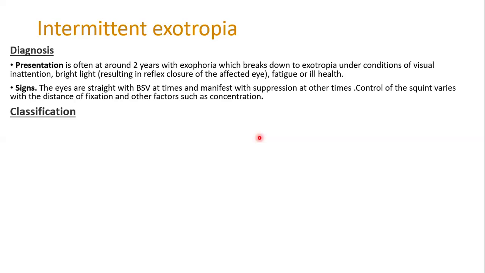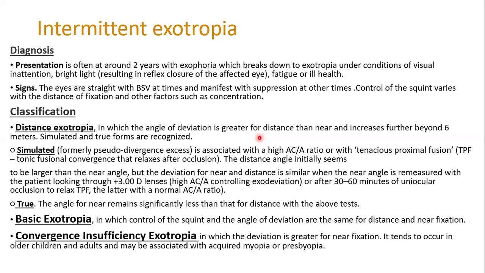So the first step is patching. Firstly, you will do the patching and then check. If the difference between near and distance became less than 10 prism diopter, then that is due to tenacious proximal fusion. If it is still high, then you will use +3 diopter lens and see. If the difference became equal or less than 10 prism diopter, then that is high AC/A ratio. If still, after +3 and after patching, there is a difference, then that is true divergence excess, which is very rare.